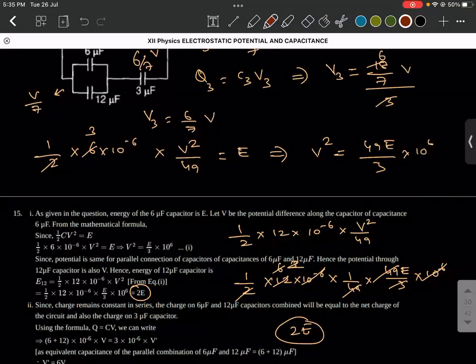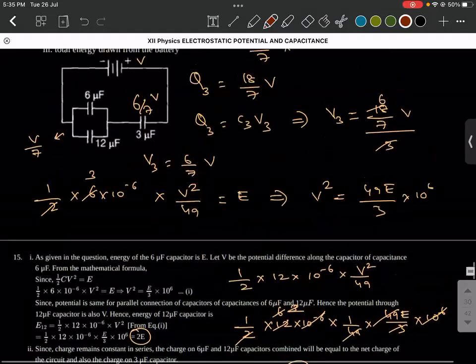See, we could have done it even without finding what is V by 7. The reason why I had to find the potential across each is because they asked about the 3 microfarad capacitor also. At that time, I would not be able to solve without knowing the potential. Had the question been restricted only to 6 and 12, I need not use this much complicated method.